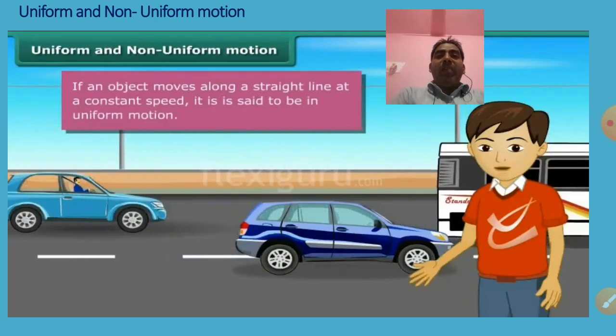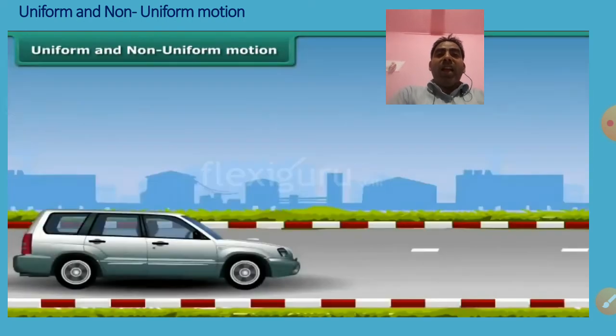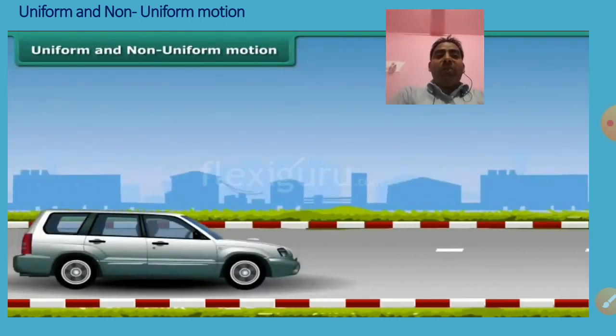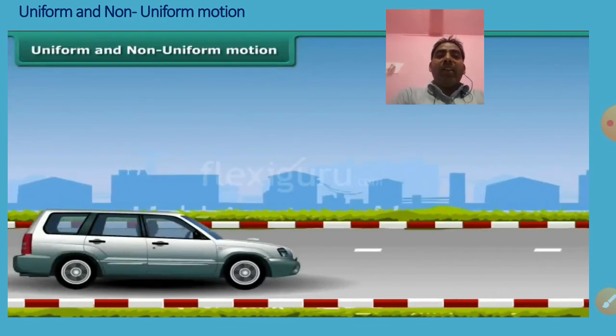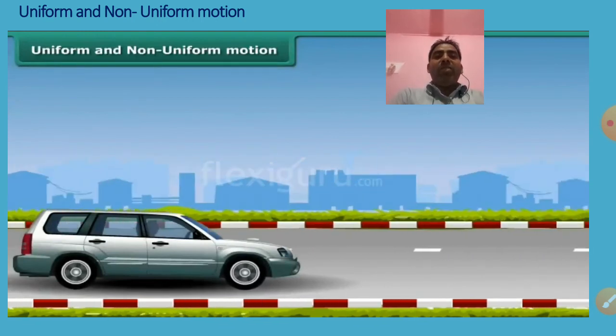And if a car moves along a straight line, you can see here the car is moving at a regular interval of time in a straight line. In every hour it travels 2 kilometers, and in the next hour it is traveling 2 kilometers again. So that is called uniform motion.